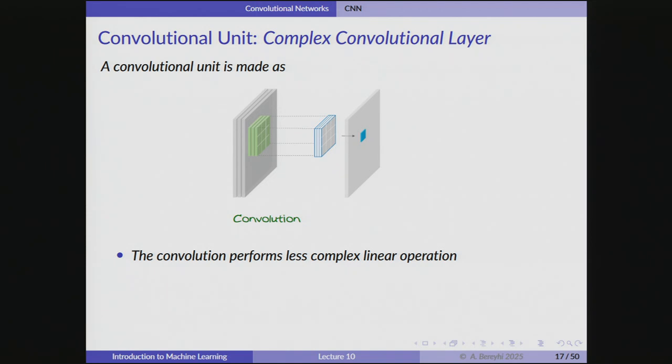And once you have a convolution layer plus a pooling layer, this is what many people call a complex convolutional layer or complex convolutional unit. What that means is that you get the input, and then maybe with multiple filters, you compute multiple features at the output.